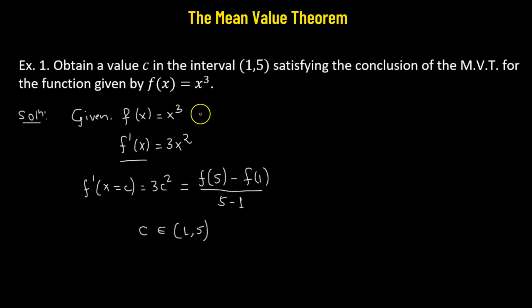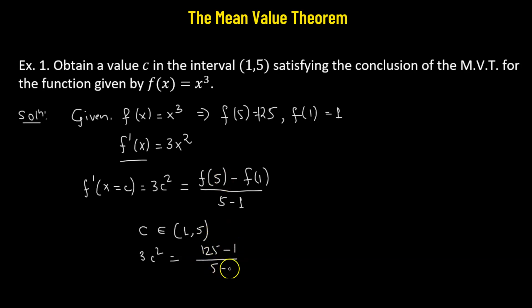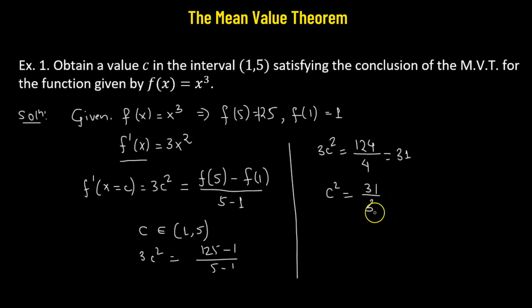So we have f of x equals x cubed. So this means f of 5 will be 125, and f of 1 will be simply 1. So that means 3c squared will be equal to 125 minus 1 divided by 5 minus 1. So we have 3c squared equals 124 divided by 4, and 124 divided by 4 is 31. So the value of c squared is equal to 31 divided by 3.